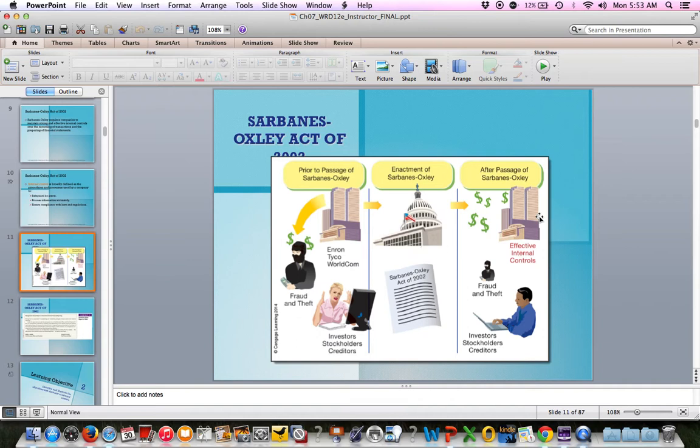And so it really put the emphasis on controls and more documentation, more annual review, being much more intentional about controls, and signing off on things, and ultimately doing an annual report on the effectiveness of your controls. So the goal, of course, was to minimize fraud and theft, and to basically restore confidence to investors, stockholders, and creditors.